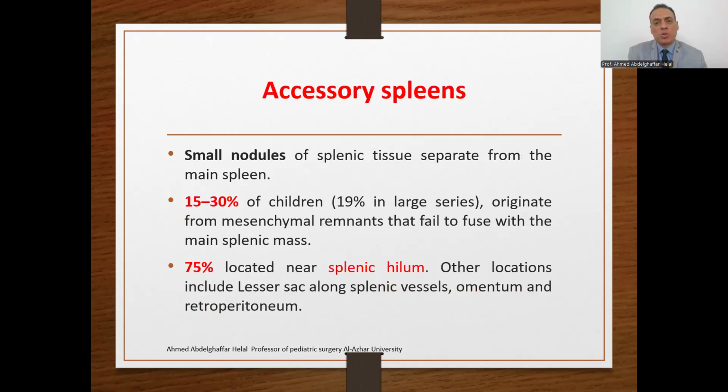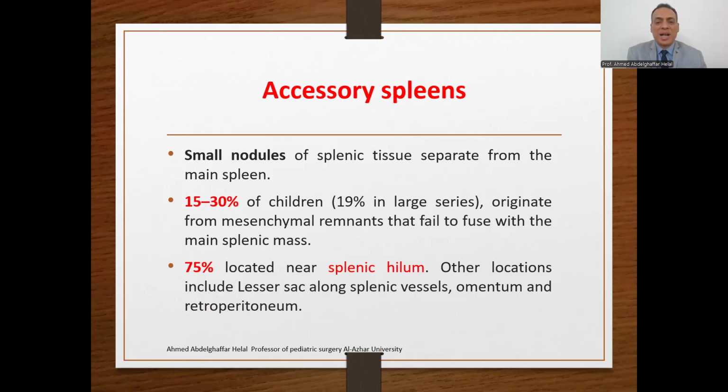On the other hand, there is what's called accessory spleen. What's the difference? Here, there is a small nodule of splenic tissue separate from the main spleen. So here, there is a normal spleen and an accessory one. However, in polysplenia, there are multiple small clusters in the absence of the normal spleen. Very important difference. It affects up to 30% of children.